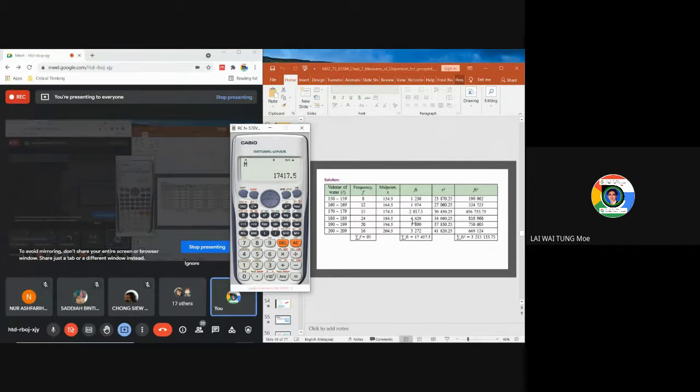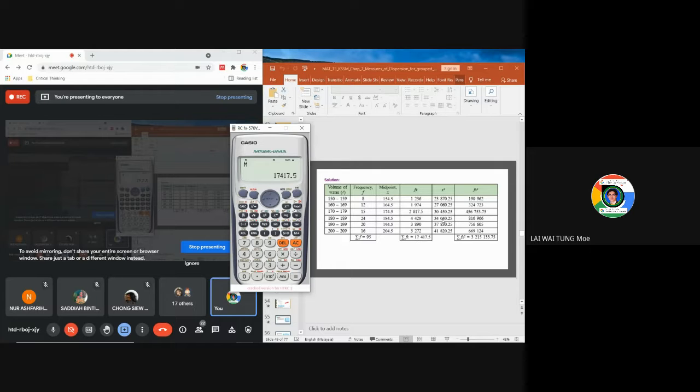If you already know this one, it's good. For those who haven't explored this function yet, you can use this M plus button to save your time in calculating this value.